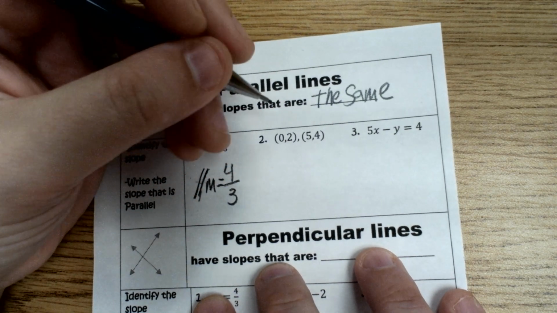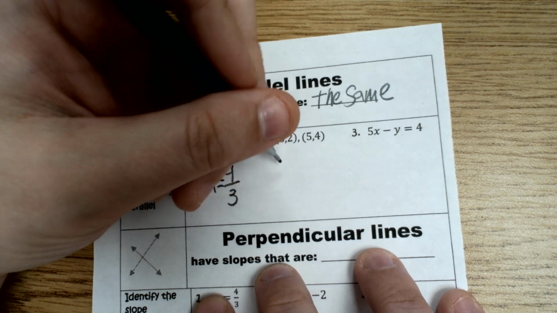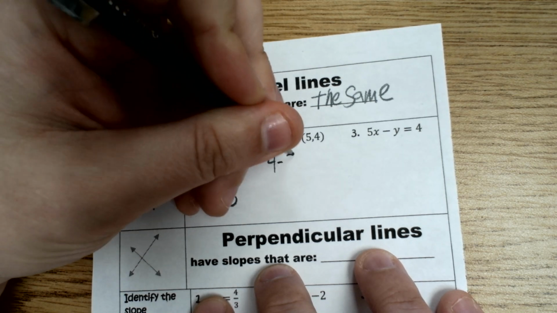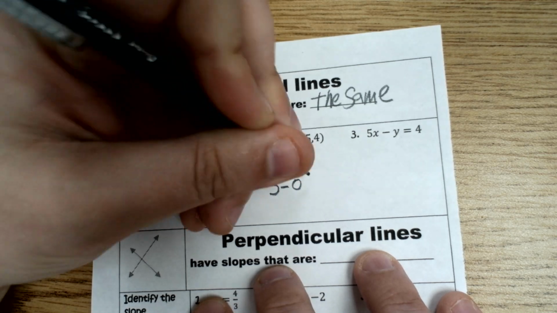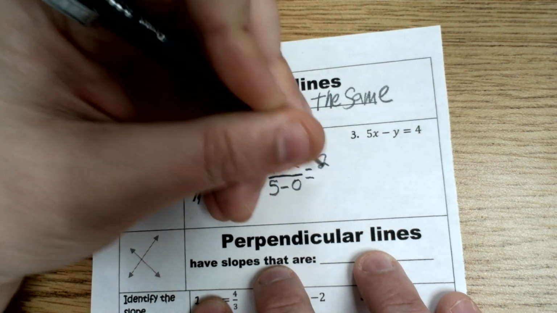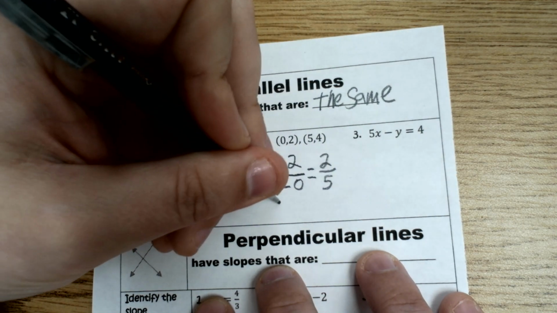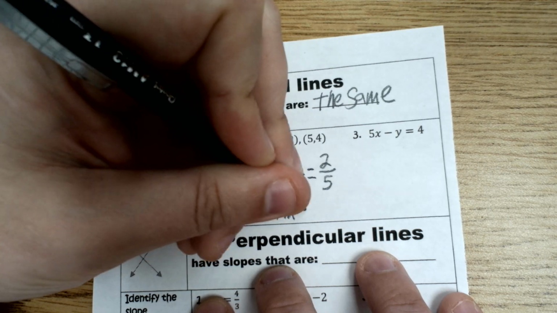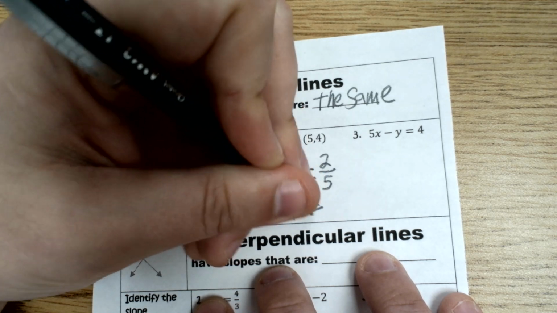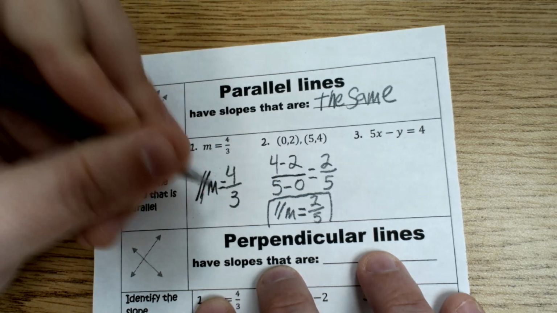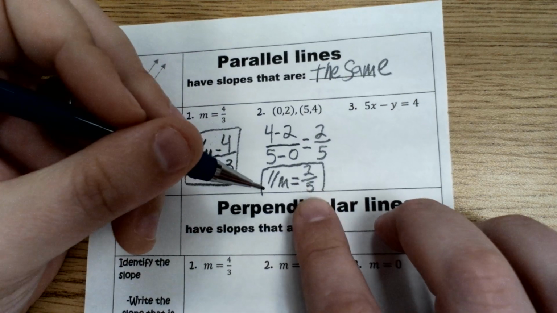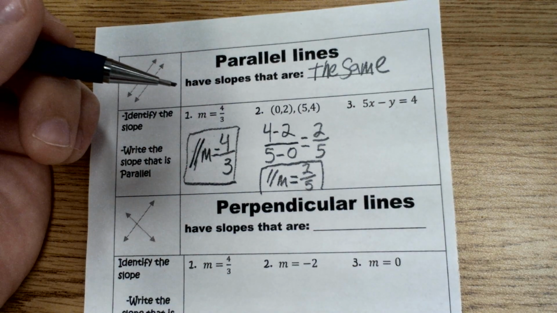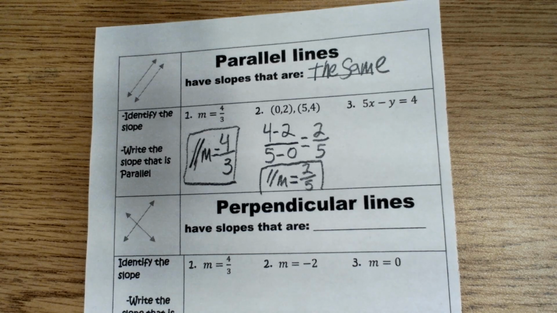So if we've got something like this, we could use our slope formula, y2 minus y1 over x2 minus x1, which was 2 over 5. So my parallel slope would just be the same, 2 over 5. And so this is how we will write it if it asks you about what a parallel slope is. Just two lines like that is my short way of saying parallel. So a parallel slope would be 2 over 5.